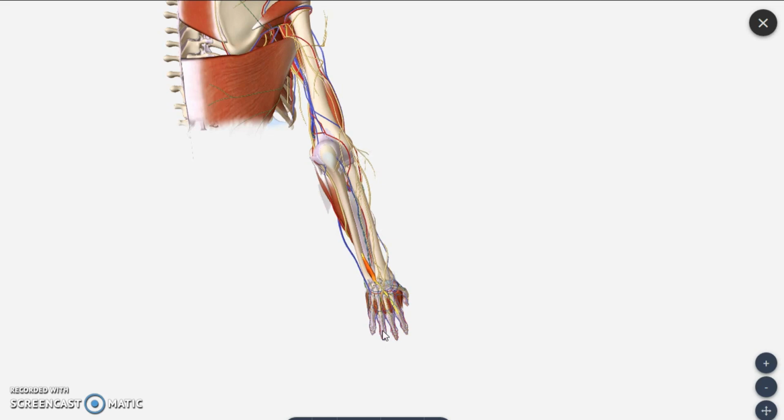This is the posterior aspect you are seeing here, and this is the lateral wall and lateral border, and this is the medial border. The lateral bone which you are seeing we will call as radius, and the medial bone we will call as ulna. So that's why the brachial artery branches according to the corresponding bones; we will call them radial artery and ulnar artery.